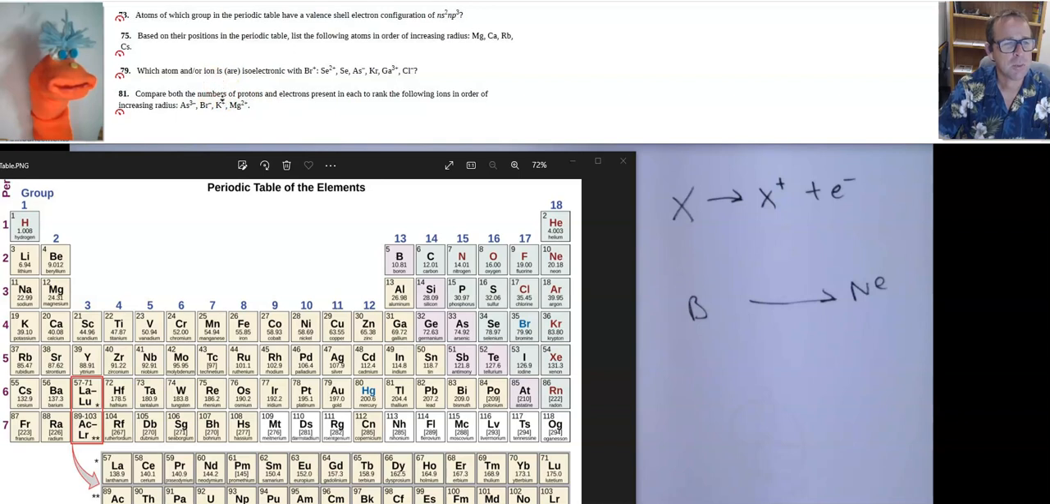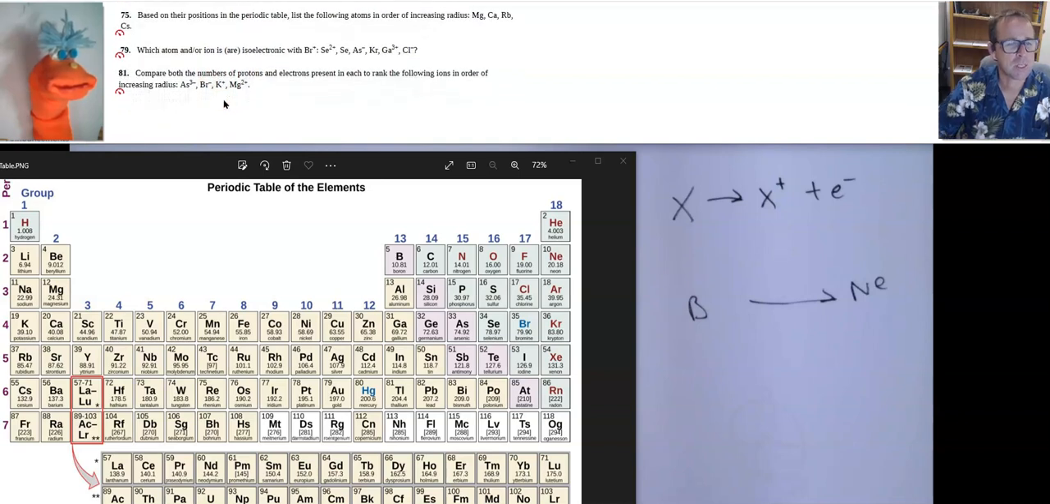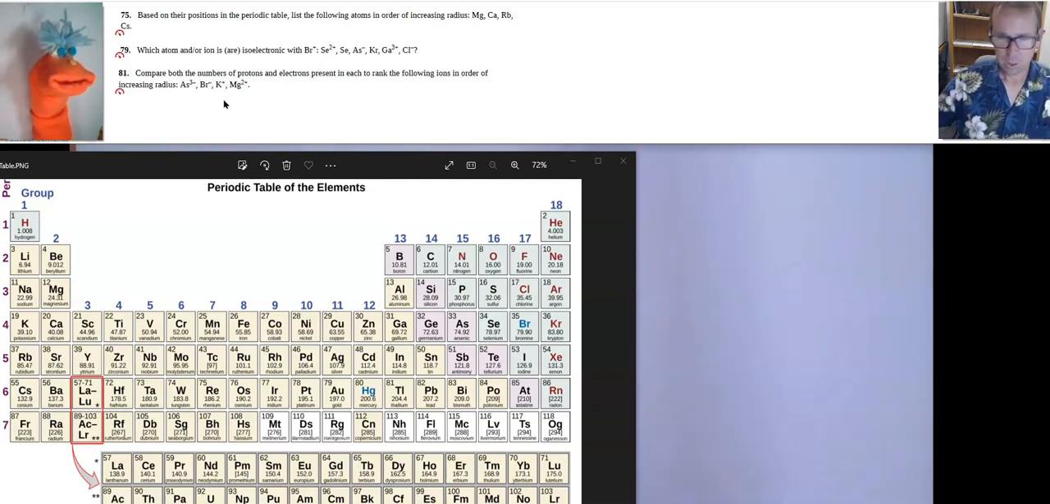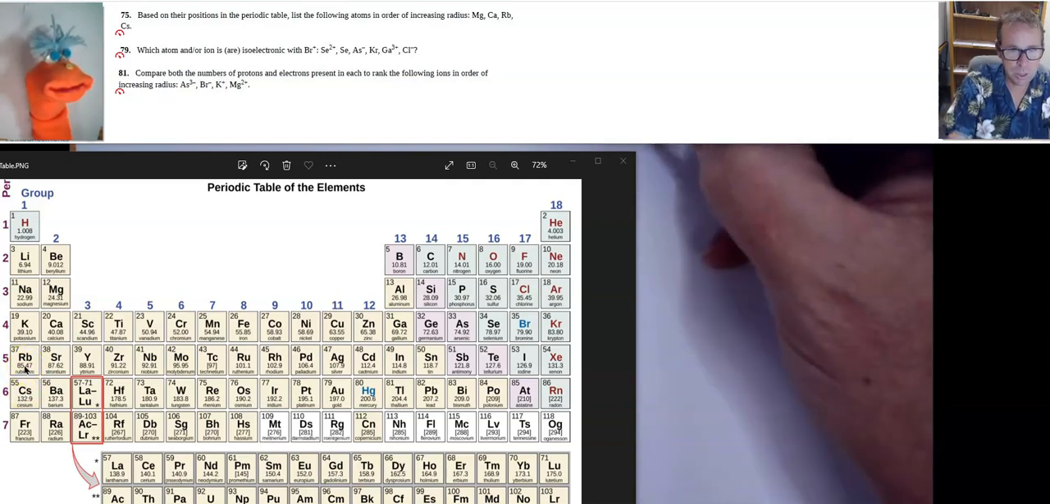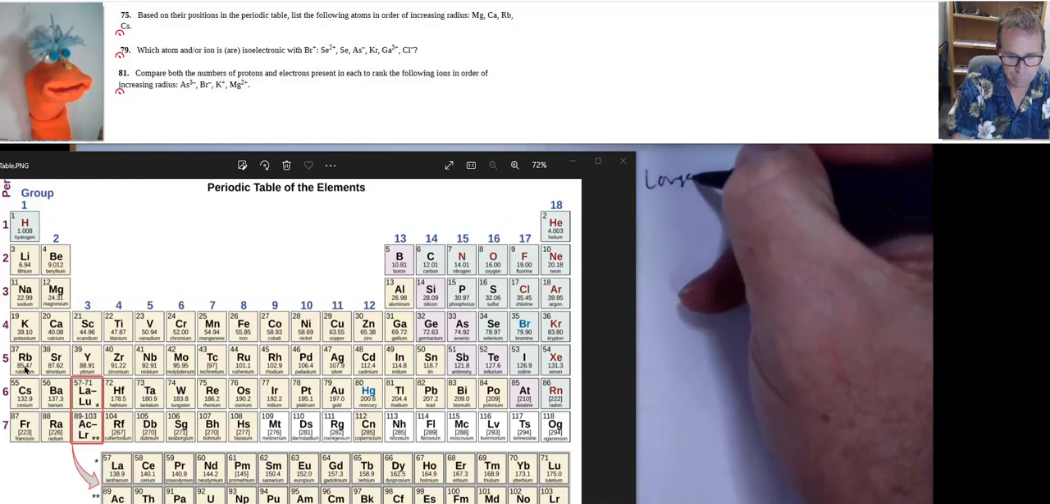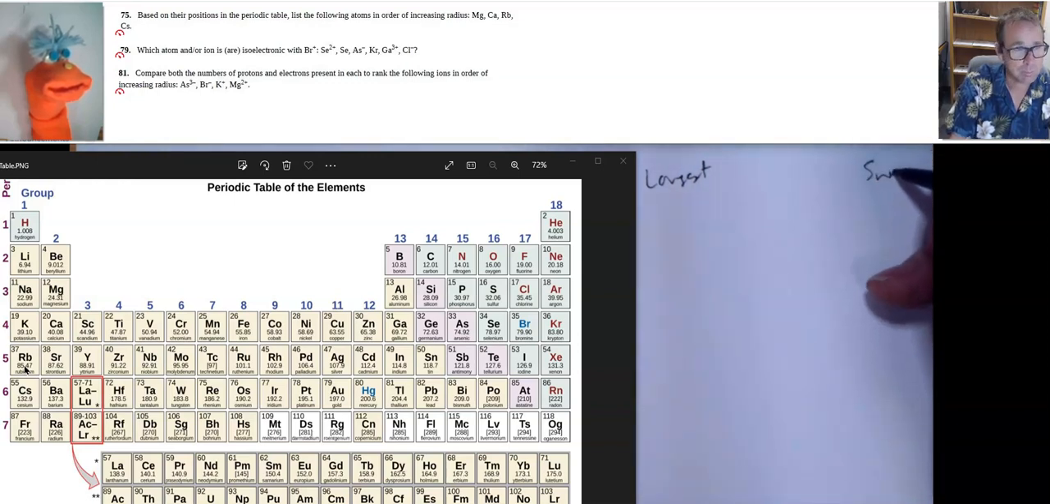Based on their position in the periodic table, list the following atoms in order of increasing radius: magnesium, calcium, rubidium, and cesium. Okay. Which one is going to be the largest? I think it's got to be cesium and then rubidium. Right. So largest to smallest.